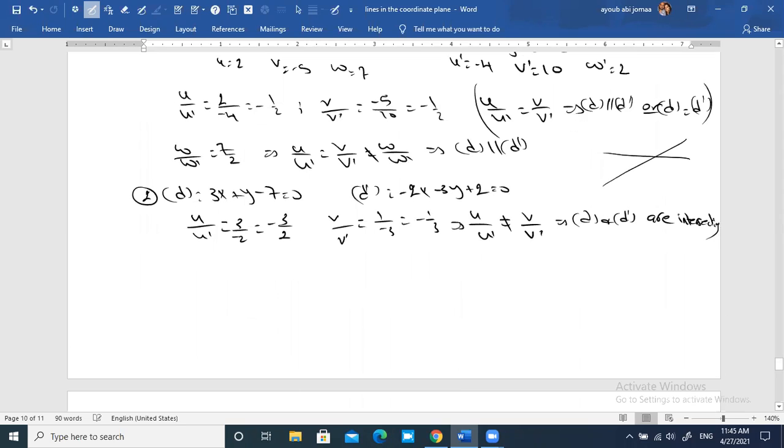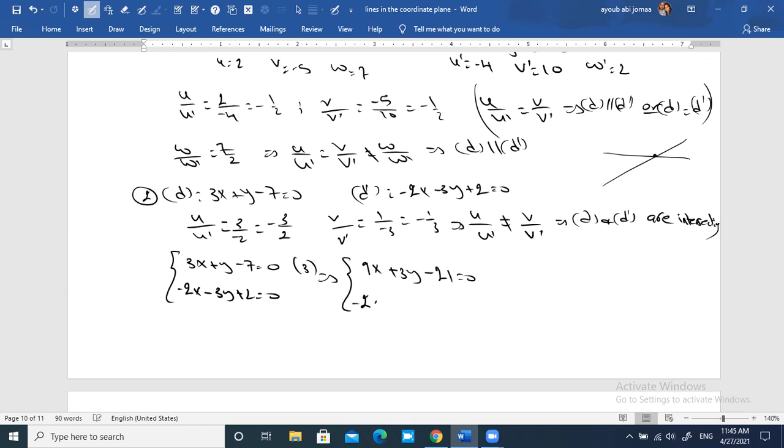Okay, they intersect. How do we find the coordinates of the point of intersection? I have d and d prime, and they intersect at a point. In order to find the coordinates of this point, we solve the system: 3x plus y minus 7 equals 0, and negative 2x minus 3y plus 2 equals 0. The same way you did in grade 9, eliminate one of the two variables. Multiply the first by 3. Then you get 9x plus 3y minus 21 equals 0, and negative 2x minus 3y plus 2 equals 0.